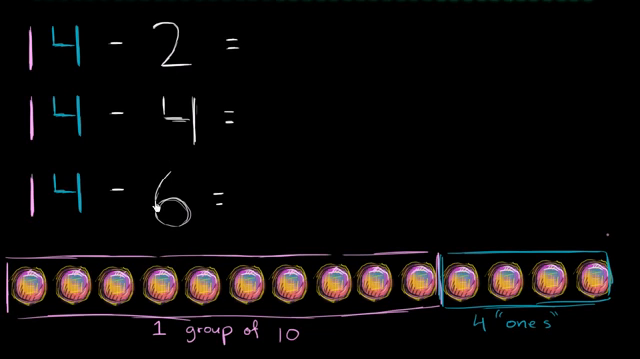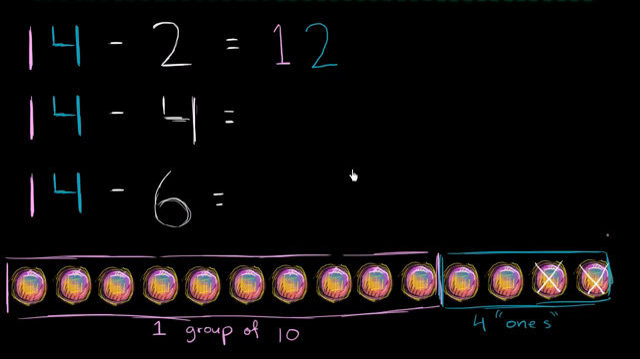Now let's look at each of these. What is 14 minus 2 going to be? Well, we could take away 2. So take away 1, take away 2. And how many are we left with? Well, we still have our one group of 10. So it's going to be 1 followed by how many ones do we have left over? Well, we have 2 ones. We have 2 ones left over. 1, 2. So we are going to be left with 12.